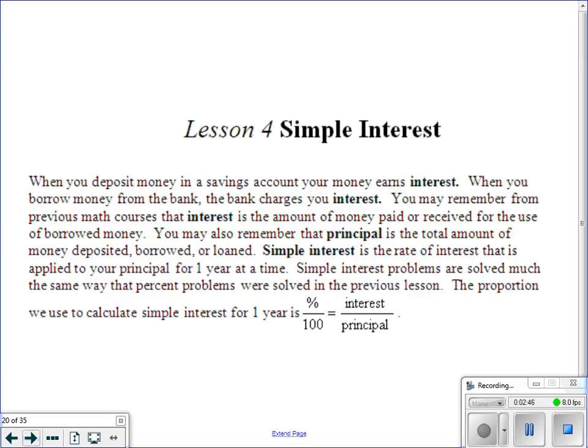Okay, now typically a bank does not apply interest 1 year at a time. It's actually being calculated almost continually. But this will give you just kind of an idea of the cost of borrowing money and how you can earn money by saving money. The proportion we use for simple interest for 1 year, again, this works for only 1 year, is just like what we did in the previous lesson with percents. It's the percent over 100, and that's going to equal the interest over the principal.